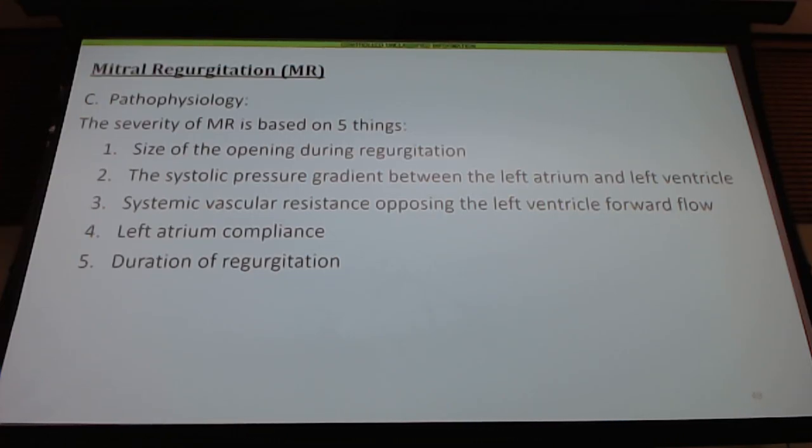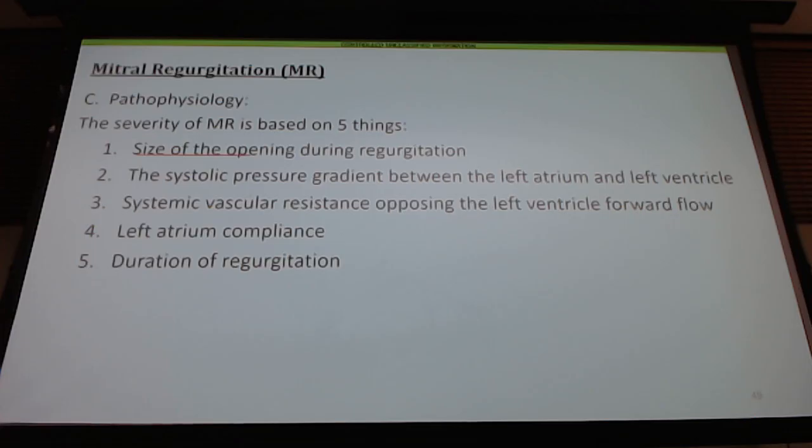So what is the size of the opening during regurgitation? Is it this little tiny hole that only a little bit of volume can get through? Or is it a large hole where the entire leaflet is not closing, and now you have the whole valve basically regurgitating?